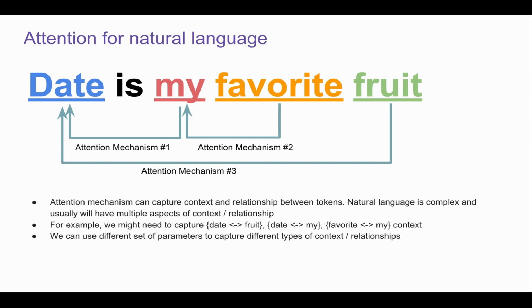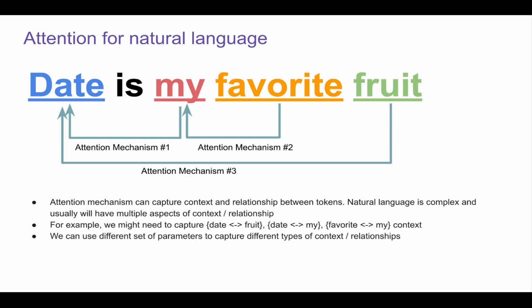So to do a quick recap, we talked about the attention mechanism, and we know it can capture context and relationships between tokens. However, natural language is a very complex problem and usually has multiple aspects of context and relationship. For example, in the sentence "date is my favorite fruit," we know date is a fruit, we know date is my favorite fruit, and we know the concept of favorites applies to a date.